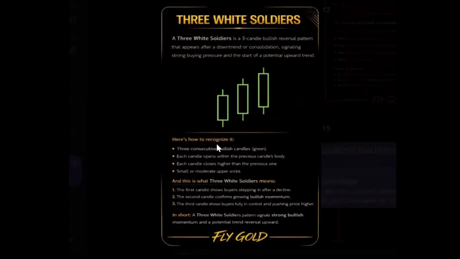We got 3 white soldiers. So these are your 3 vector candles, but there's no bigger candles on the outside of them. So if this was selling and then you saw 3 candles back to back push up, you can get in for that buy.